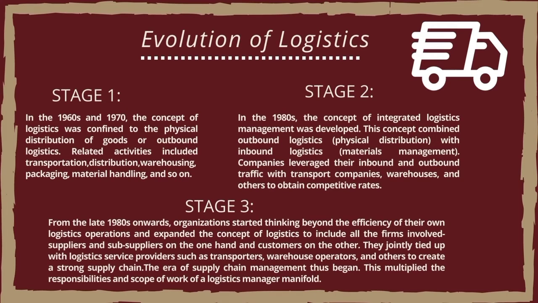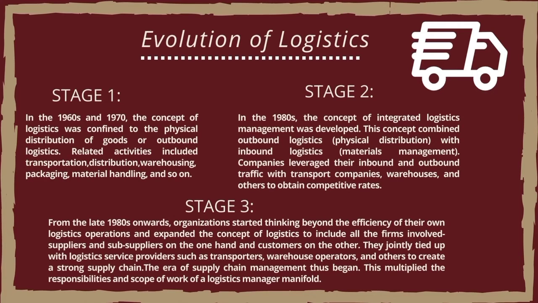Next is the evolution of logistics. There are 3 stages for the evolution of logistics. The first one is stage 1. In the years of the 1960s and 1970s, the concept of logistics was confined to the physical distribution of goods, or outbound logistics. Related activities included transportation, distribution, warehousing, packaging, material handling and many more. The logistics had to deal only with the outbound traffic.